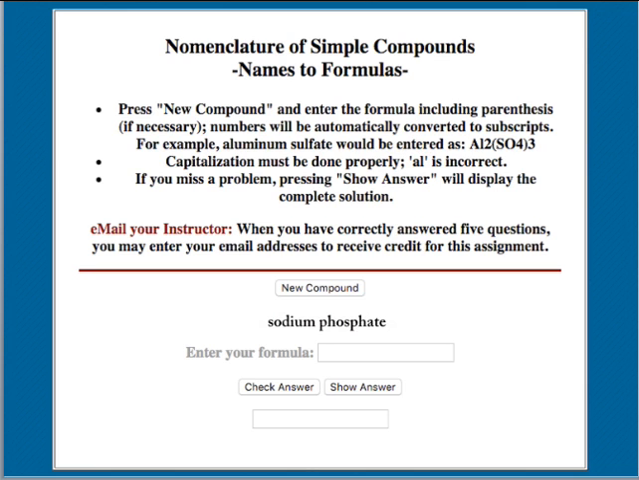Sodium phosphate. Sodium is in A, right? Phosphate, PO4. What's the charge on phosphate? You'll know it in 2 weeks, but it's minus 3. Okay? So, if phosphate's a minus 3, how many sodiums do we have? 3, because sodium is a +1. So you write it, sodium, 3, phosphate.